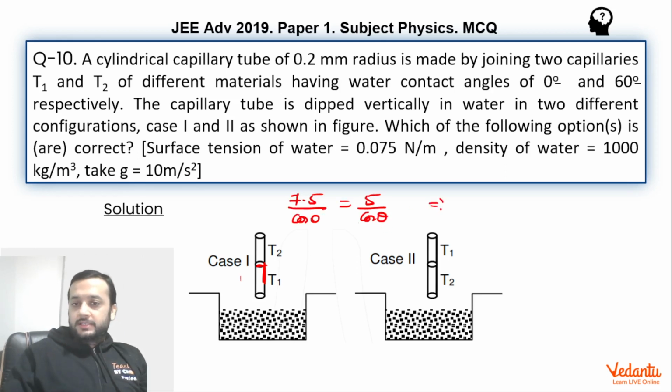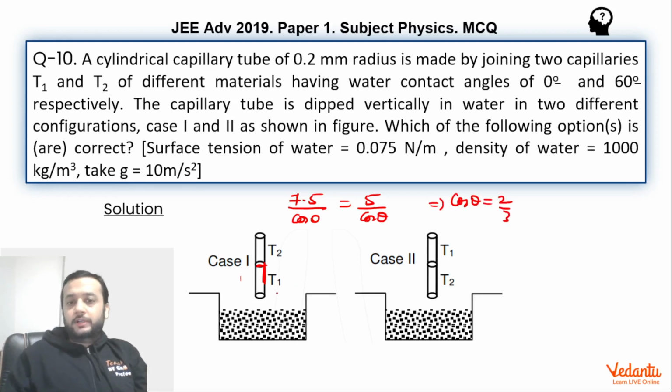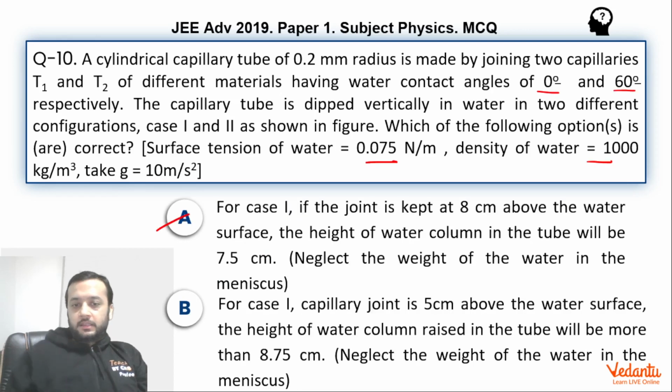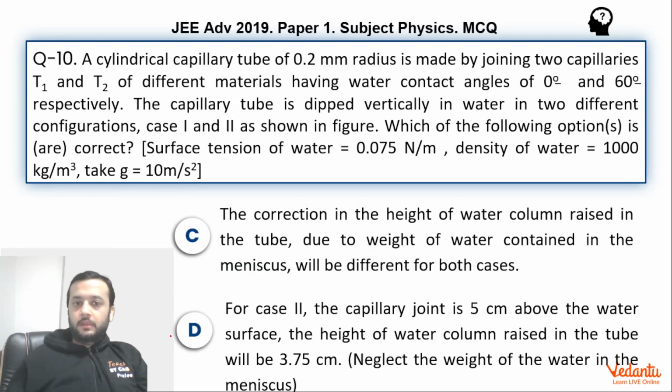So from here you can see that cos theta will become 2 by 3. So this will be the new angle of contact in this case, right? So this is wrong. The correction in this we will come back to. Let's see option number D first.